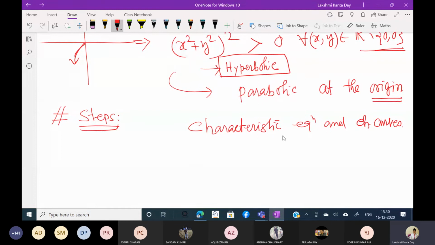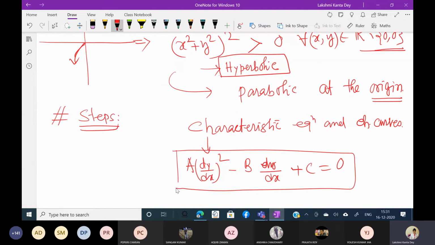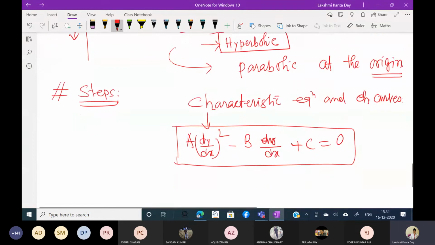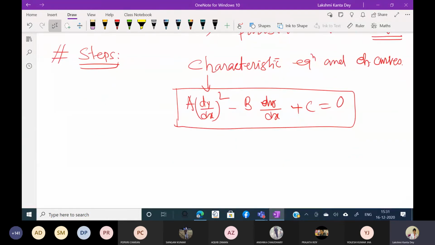So what is the characteristic equation? Basically, it is a (dy/dx) square plus b (dy/dx) plus c is equal to 0. Sorry, this would be minus b. This is your characteristic equation, and this is a first order ordinary differential equation. And we have to find the solution curves.